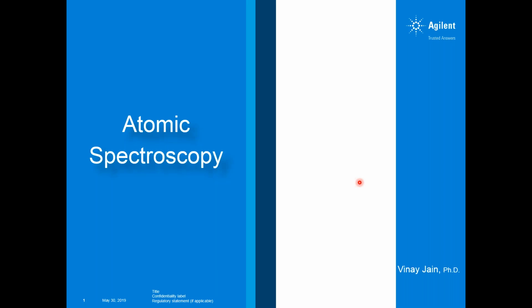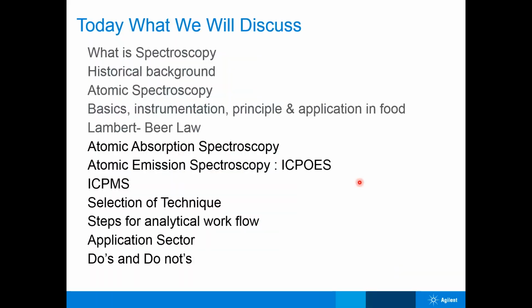During this webinar, we will discuss spectroscopy and its historical background. We will also discuss atomic spectroscopy and its different types, called atomic absorption and atomic emission. We will discuss different techniques like AAS, ICP OES, and ICP MS. We'll also discuss how to select the technique for the quantification of elements in food, the steps for the analytical workflow, and the most important one, the do's and don'ts while working in the lab for the quantification of elements.